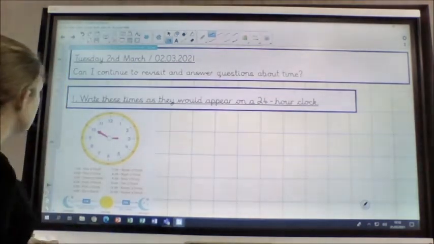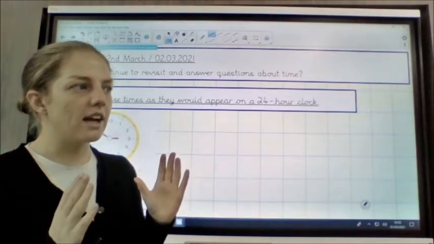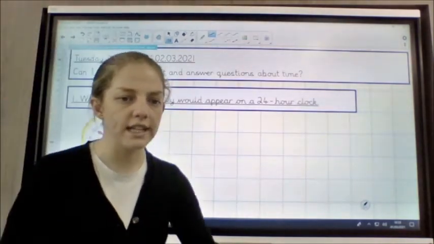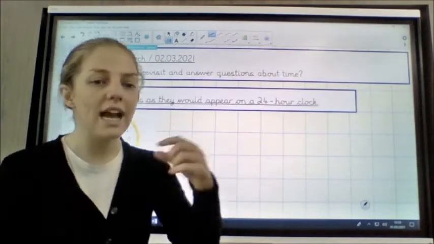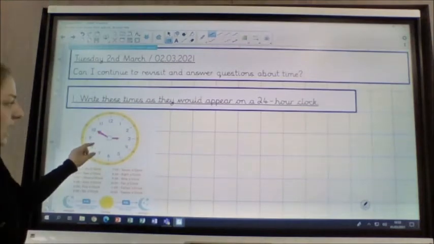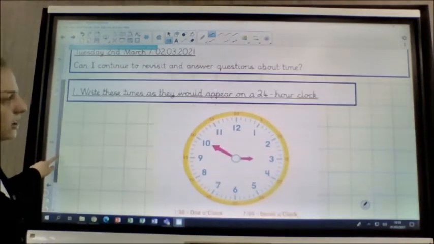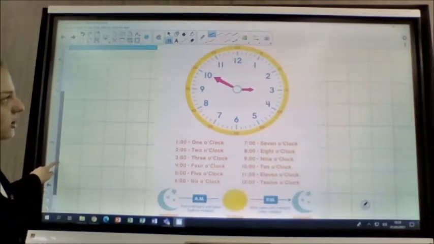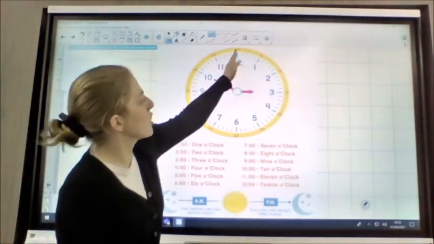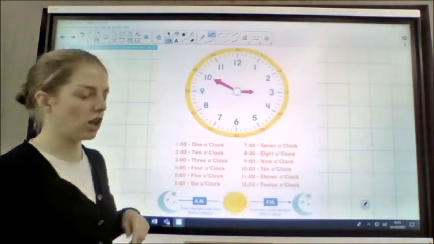You are going to be looking at converting analog into digital time. And you're also going to be looking at converting how you would write your time down for a 24-hour clock, okay? So on my board here, I've just got a picture of a clock. And it shows you the minutes around the outside in the yellow band. And it's going up in fives. And it also shows you the time that you see on the clock face.